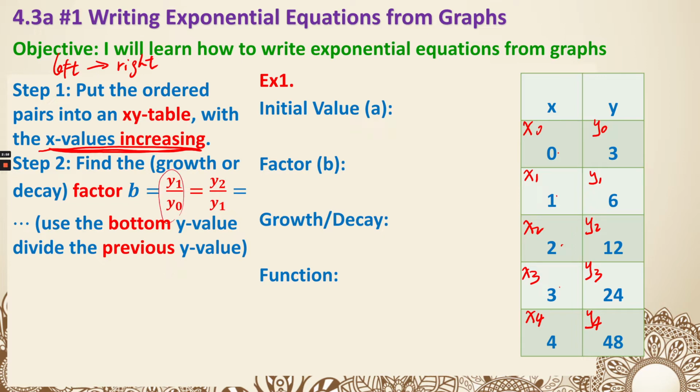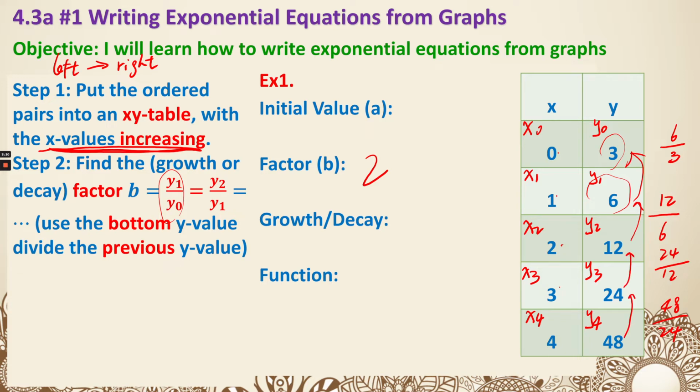As you may notice, it's y sub 1 divided by y sub 0. So it's actually 6 divided by 3, or 12 divided by 6, or 24 divided by 12, or 48 divided by 24. As you may notice, all of these pairs of numbers, after you divide them, give you the same value, which is 2. And that is our factor B. Again, it's the bottom divided by the top.